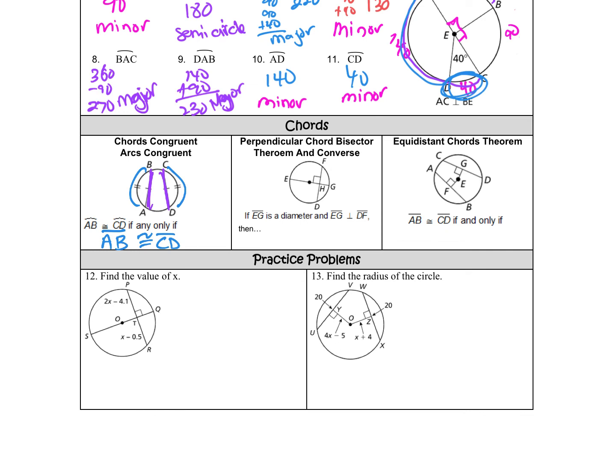Perpendicular chord bisector. Okay, bisector means to cut in half, so these two would have to be congruent. So I can sit back and say that H to D is congruent to H to F. Then I also can say that arc G to D is congruent to arc G to F. So I can say that this right here is congruent to this right here. Because if the segments are congruent, you can also say that the arcs are going to be congruent.